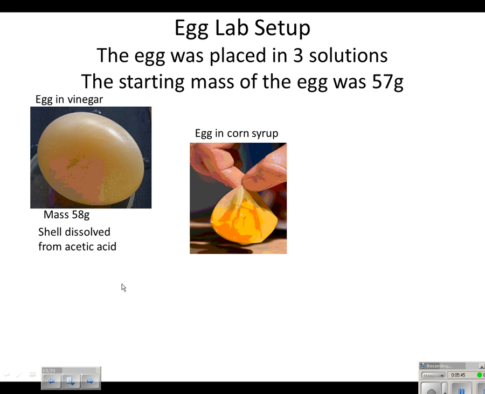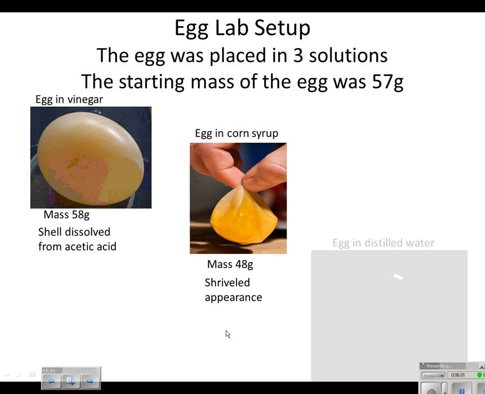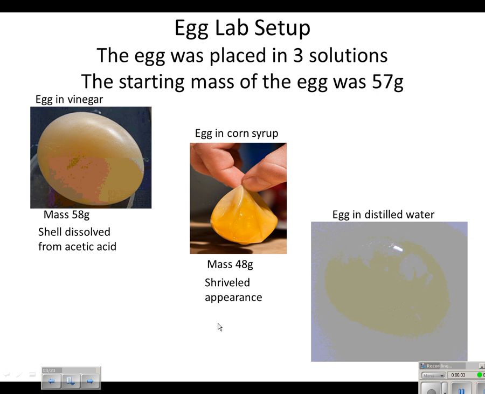Then we placed the egg in corn syrup for 24 hours, and you can see that the egg has quite a shriveled appearance, and the mass was only 48 grams, so it lost quite a bit of its mass, and that was because water moved from inside the cell to outside the cell. And then we put the egg in distilled water, and you can see that the egg got very large and had a mass of 60 grams.